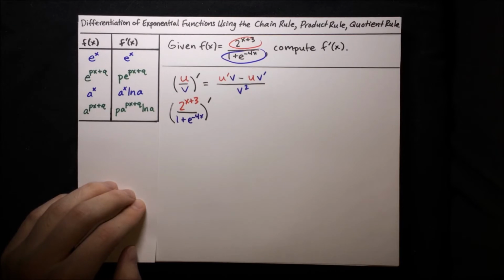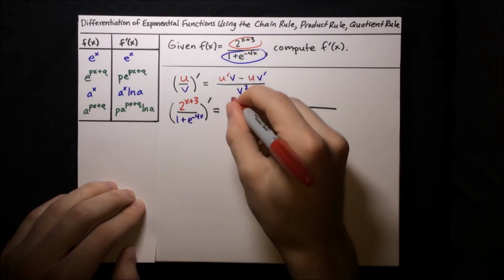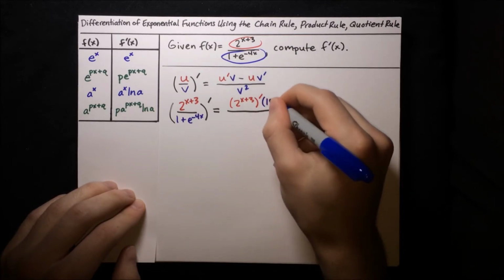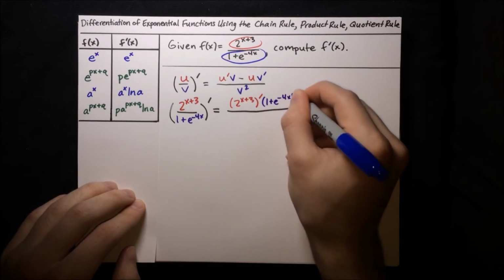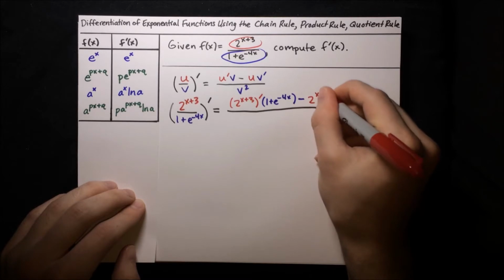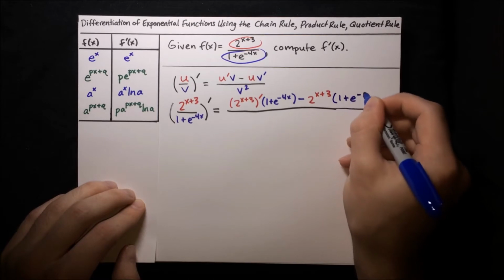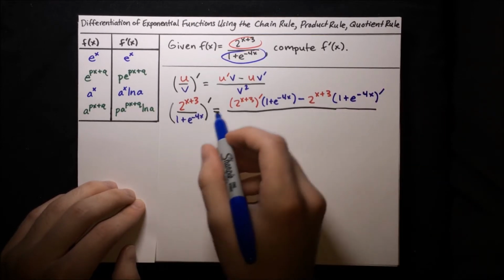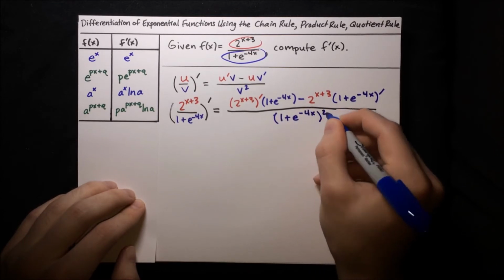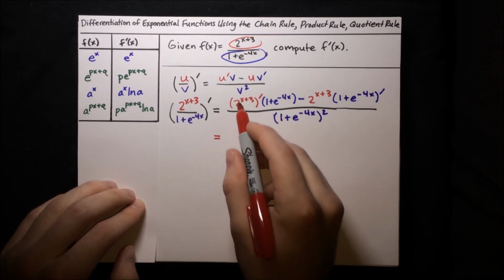So the quotient rule says that we can compute this derivative by just taking u prime, so 2 to the x plus 3 prime, then times v, so times 1 plus e to the negative 4x, and then subtracting u, which is just 2 to the x plus 3, times v prime, so times the derivative of 1 plus e to the negative 4x, and that's all over v squared, so all over the denominator, 1 plus e to the negative 4x, squared. And now it's just up to us to go ahead and compute this derivative. So let's go ahead and compute 2 to the x plus 3 prime.